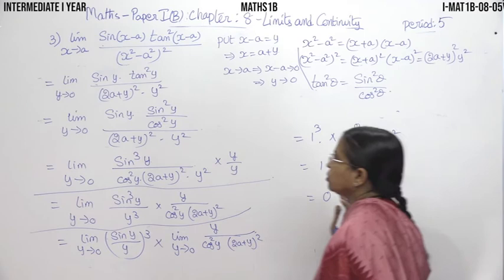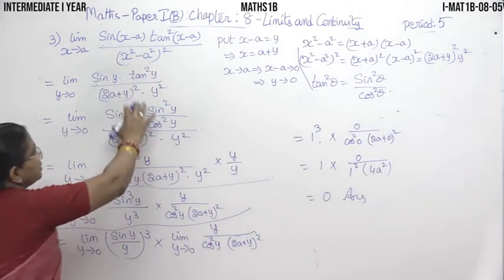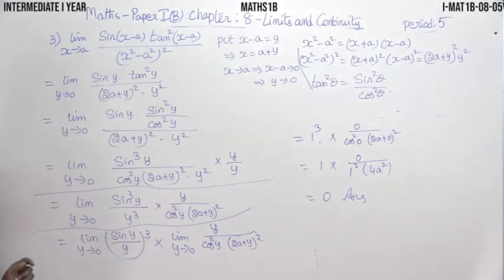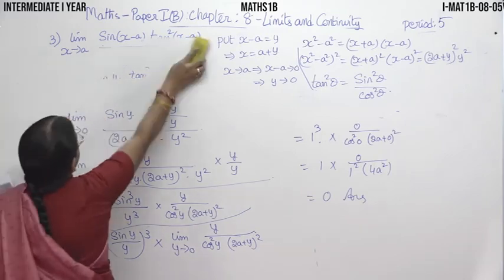So like this, it is not indeterminate. Just try to understand the simplification of x square minus a square. That's all. Okay, next problem, fourth problem.